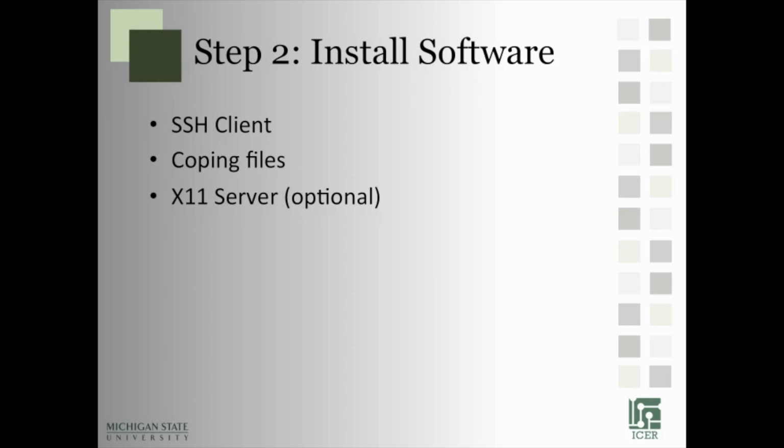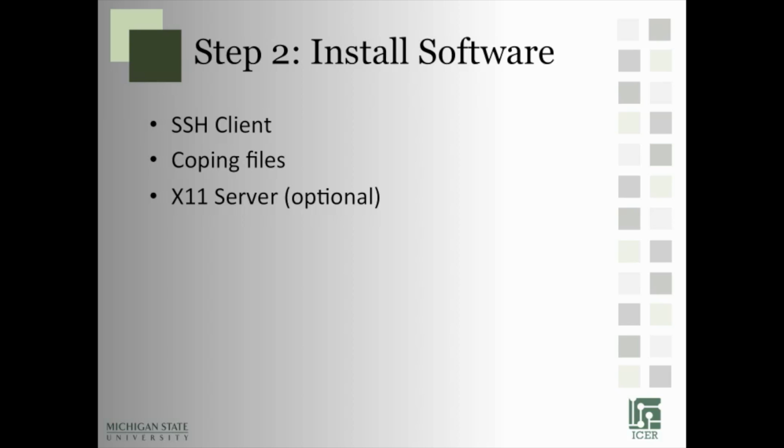Once you have the account, you'll need to install software on the HPC. There are 3 types of software you most likely want to use. The first one is called an SSH client or a secure shell client. The second thing you'll need is something to copy files. There's a variety of software you can use. And the third thing you may need is an X11 server, which allows you to view graphics that are being produced by the High Performance Computing Center computers on your local computer.